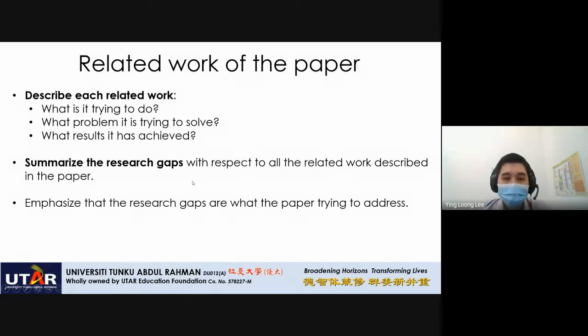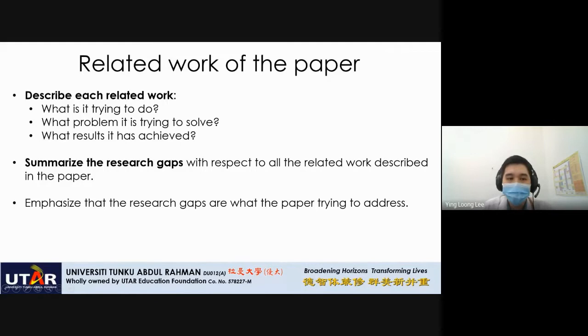Okay, next, related work of the paper. When you do your literature review and you want to write it in your paper, you should describe what each paper, each related work, is trying to do, what problem they are trying to solve, and what result it has achieved. Sometimes you can write this in 3 or 4 sentences. Sometimes you can write in 1 or 2 sentences.